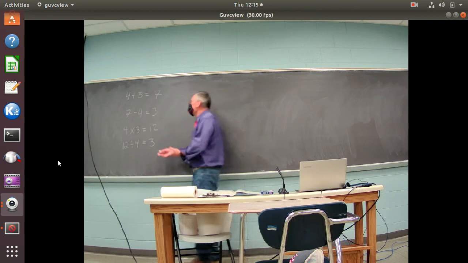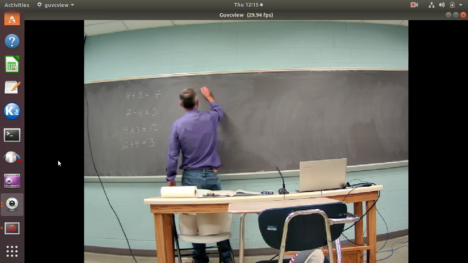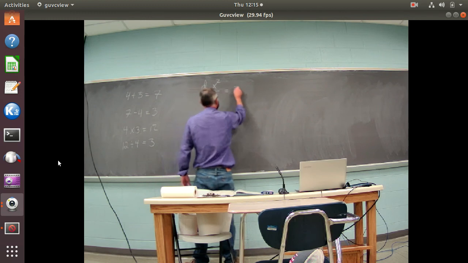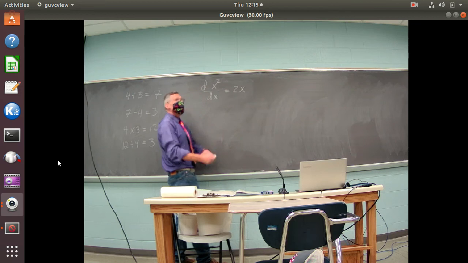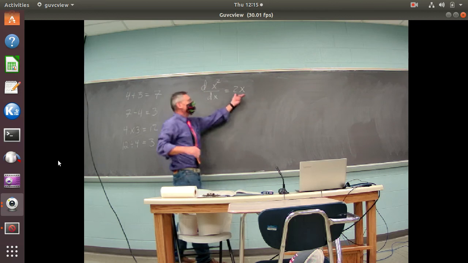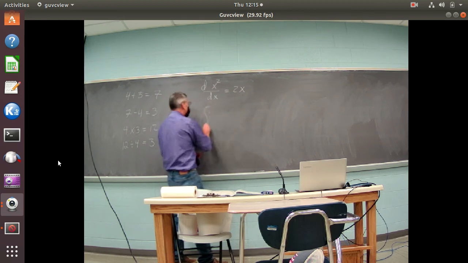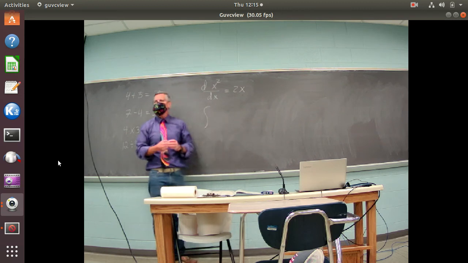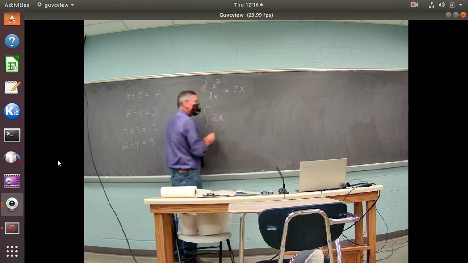Okay, so now what we want to do is, we've learned that the derivative of x squared with respect to x is 2x. And so now we want to go backwards, and we're going to look at that and say, well, what was in there? So our symbol is this S-shaped thing, the integral symbol, and then 2x.